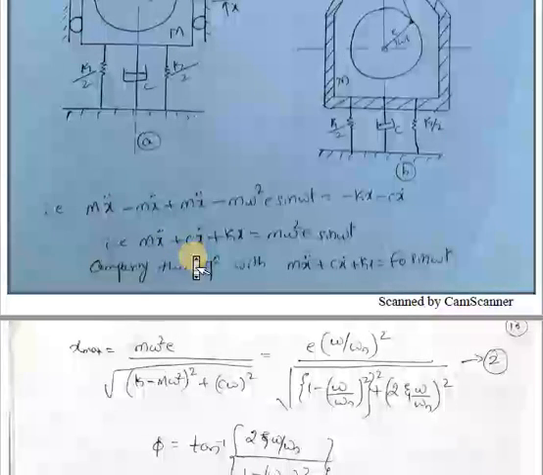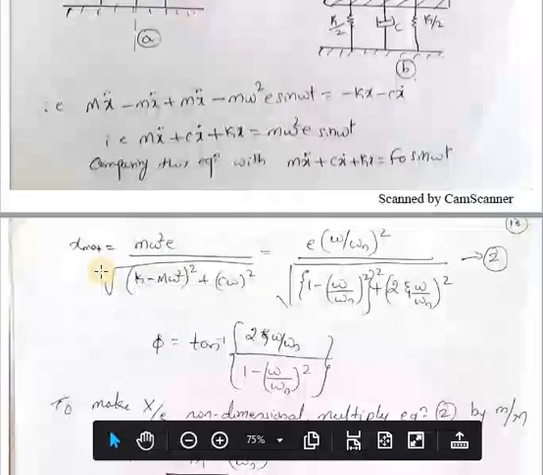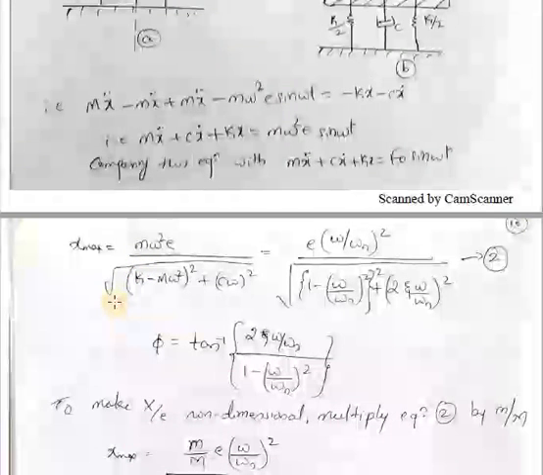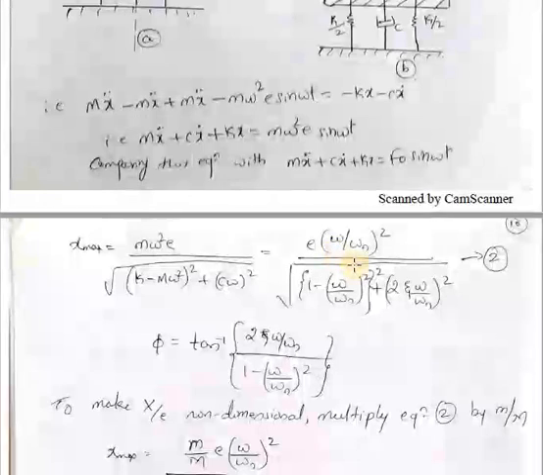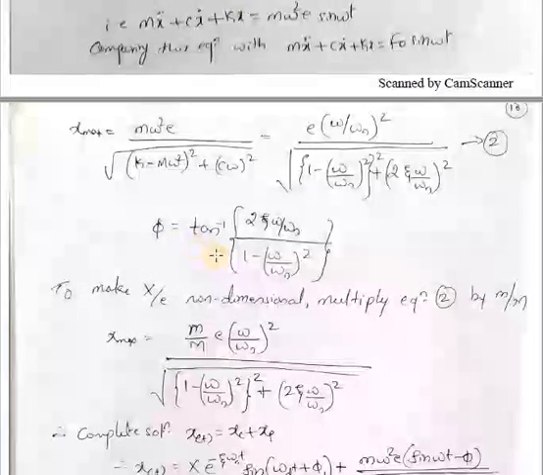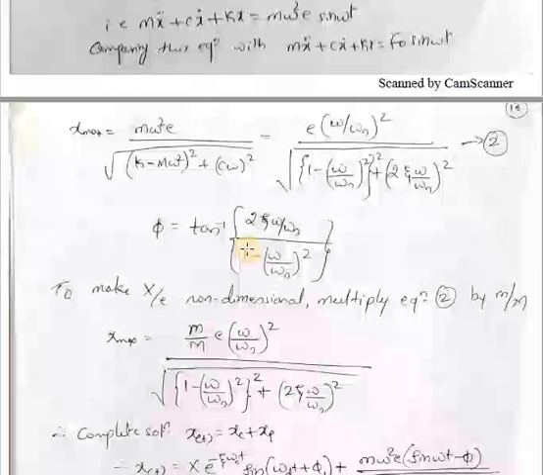Comparing with this standard equation, we can write x max as m omega square e divided by the root of (k minus M omega square) whole square plus (c omega) square, which can be written as e into (omega by omega n) whole square divided by the root of (1 minus (omega by omega n) square) whole square plus (2 zeta omega by omega n) whole square. Similarly, we can write the phase angle phi as tan inverse of 2 zeta omega by omega n divided by 1 minus (omega by omega n) whole square.